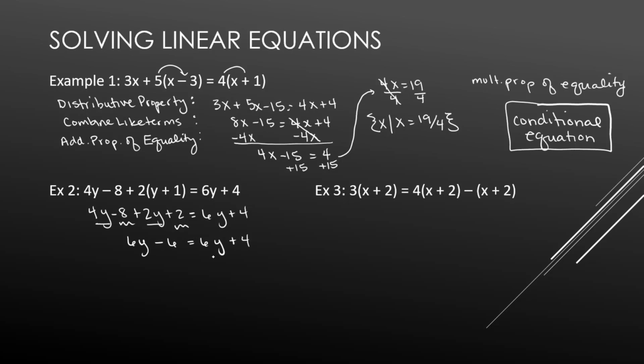Okay, now if I want to get those y's together, I'm going to use that additive property of equality. And I'm going to subtract 6y so that this goes to 0. But that means this also goes to 0. So the only thing left is negative 6 equals 4. So the variables all went away. So it doesn't matter what y equals. I get negative 6 equals 4. Well, that is false. That's never true.